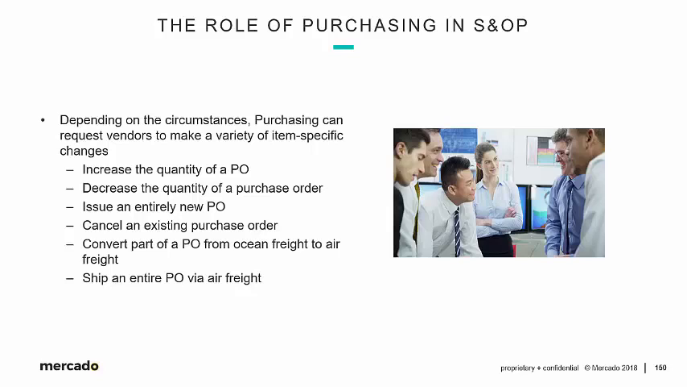Perhaps, if things are going really well with a product, we can issue an entirely new PO. Or, if we try to issue a new PO on a vendor and that vendor can't accommodate a new PO, maybe we place it on another vendor. It all depends on the circumstances. Third to the last sub-bullet point, maybe we cancel an existing purchase order, especially if it's within the window for PO cancellation. Another is to convert part of a purchase order from ocean freight to air freight, or, last sub-bullet, ship an entire PO via air freight.